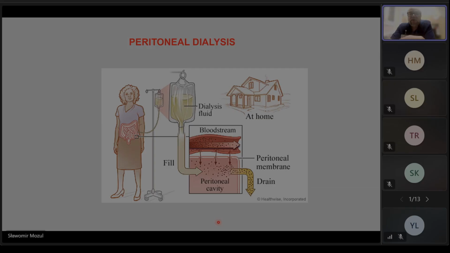It has comparable risk to hemodialysis, but is significantly less costly.